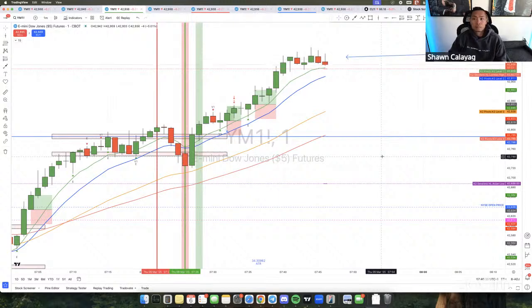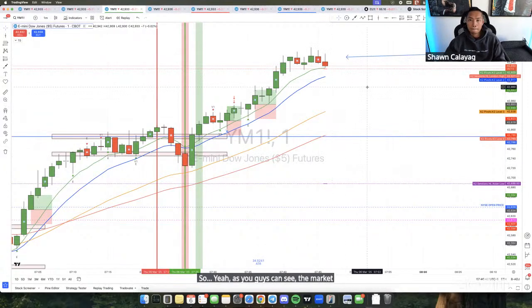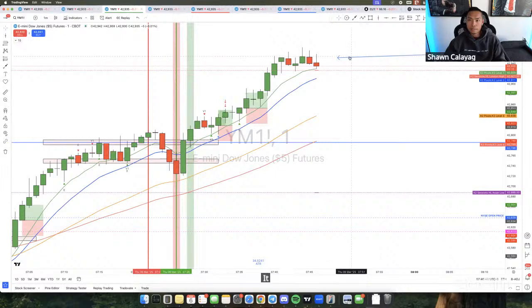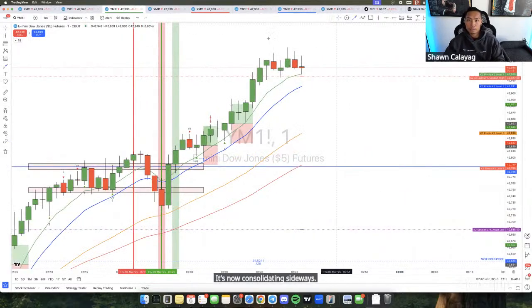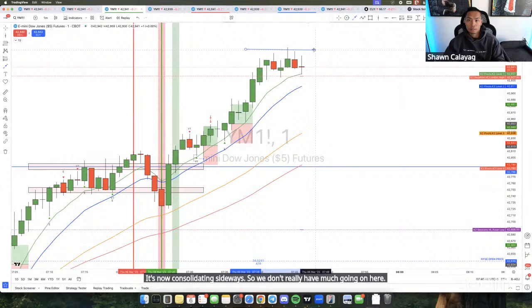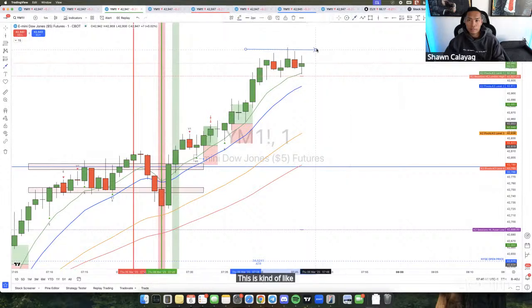So yeah, as you guys can see, the market here is pretty dead. It's now consolidating sideways, so we don't really have much going on here. This is kind of like what we've been used to for the past couple of months.